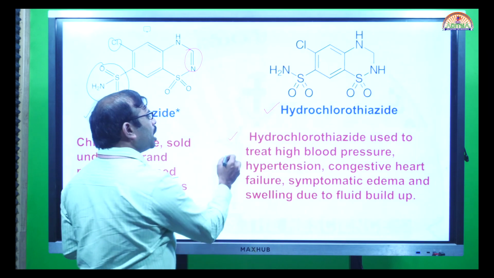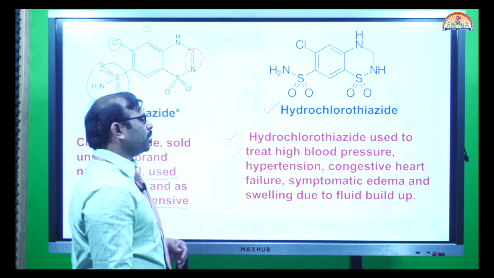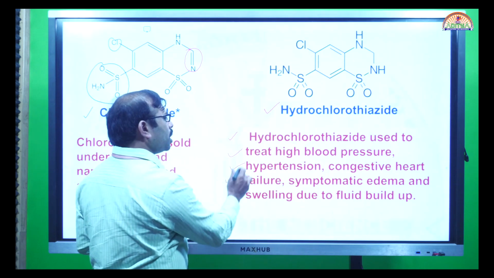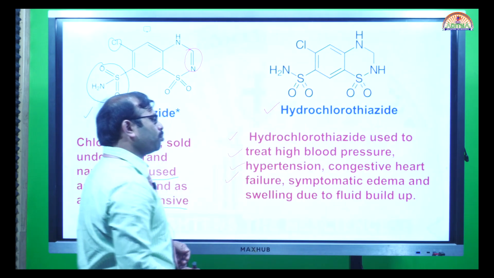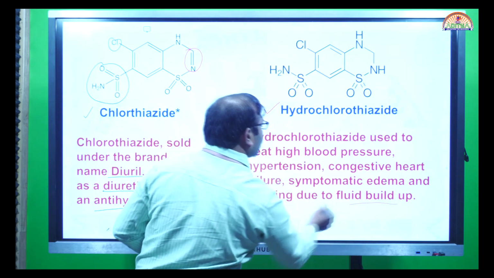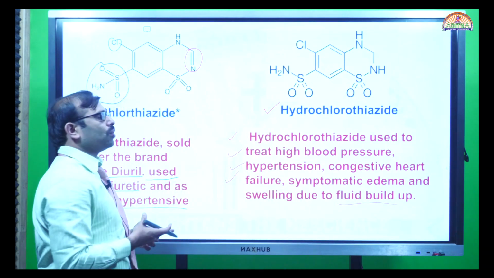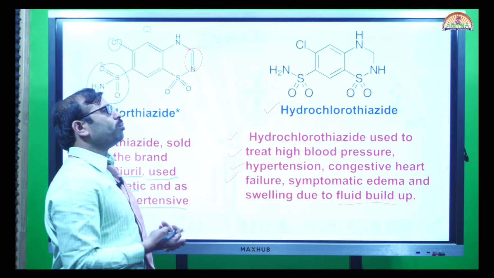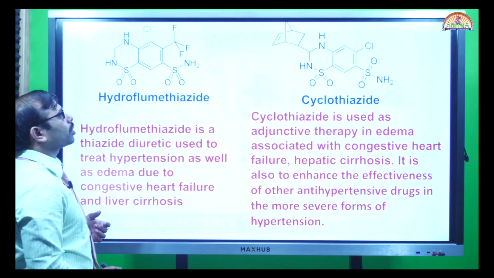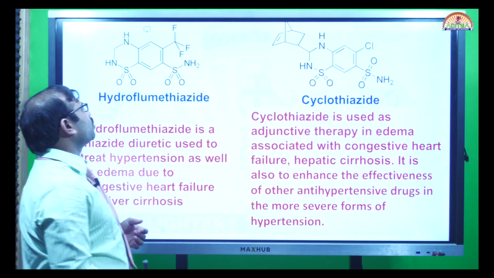Basically, hydrochlorothiazide is used to treat high blood pressure, hypertension, congestive heart failure, and symptomatic edema, followed by the swelling due to fluid buildup. Okay, if you have any kind of swelling because of fluid buildup, it is treated by this hydrochlorothiazide. Okay. Next is the hydroflumethiazide.